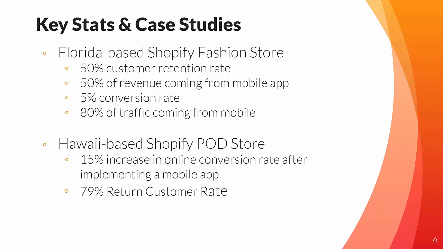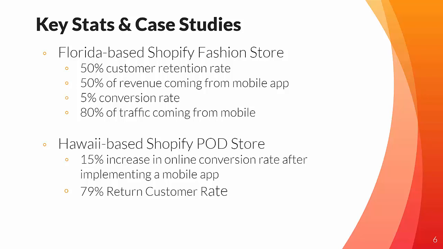These strategies are working incredibly well, not only for my stores, but for my student stores as well. And of course, some of Vajro's big clients. They have a Florida-based Shopify fashion store, probably very similar to a store that you're running with print on demand, seeing 50% of revenue coming from their mobile app, right? Literally half of their revenue, not mobile traffic, but from their mobile app, right?